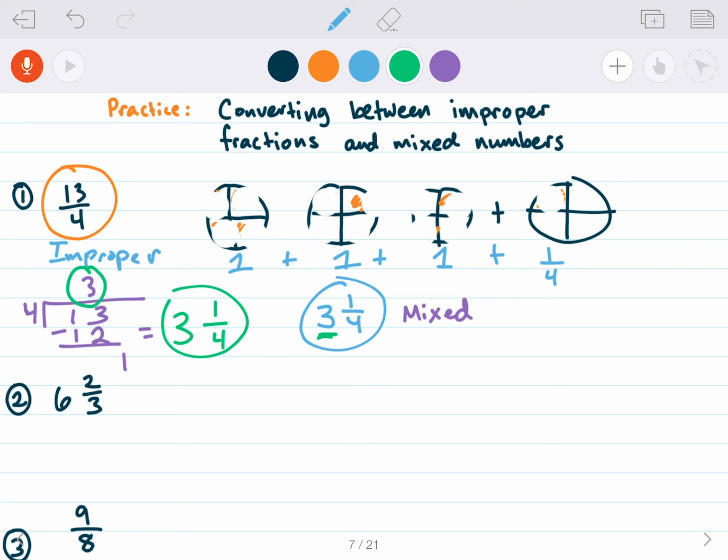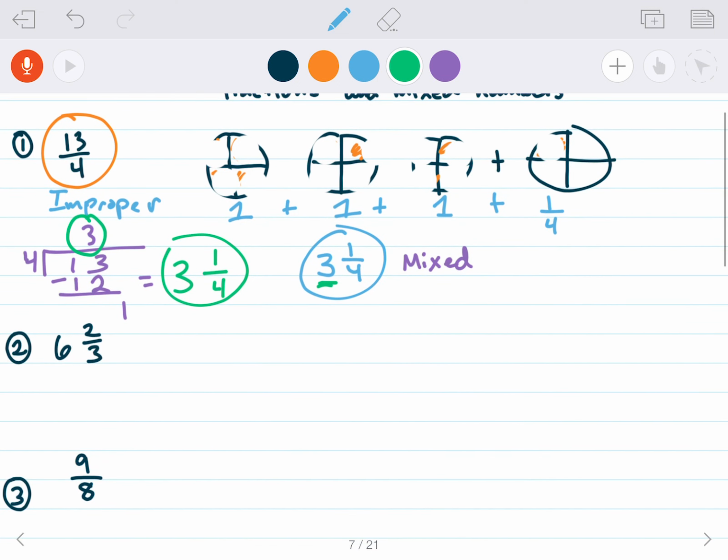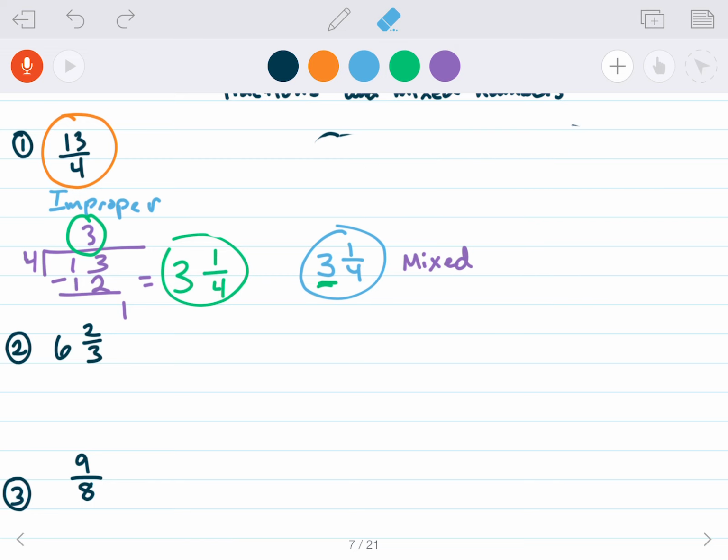All right, so let's go ahead and look at number 2. We have a mixed number, and we want to turn it into an improper fraction. Now, I want to show you the shortcut for this first before I show you the picture. And you should pause the video and see if you can get the picture on your own. Okay, so the shortcut to go from mixed to improper is we're going to multiply the whole part by the denominator.